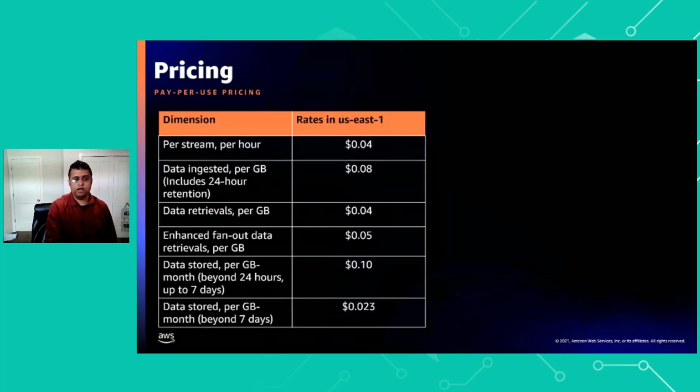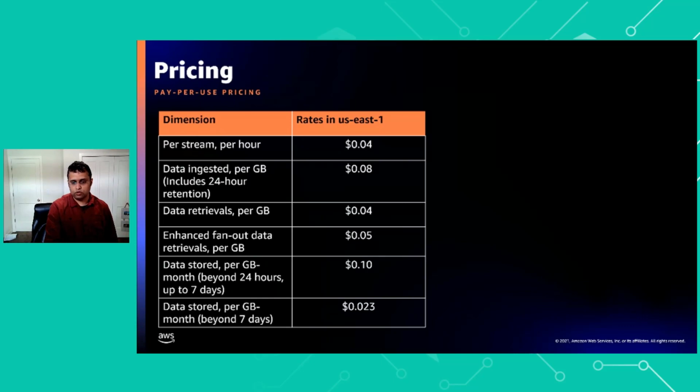You also pay on demand for the amount of storage beyond 24 hours. Now, bear in mind that you can retain data in KDS up to a year. So depending on the duration and the amount of data, you pay 10 cents for the first 7 days, and then beyond 7 days, you pay 2.3 cents. So that gives you the ability to archive data within KDS without really worrying so much about costs. There's also an additional cost for every stream that you create, per hour, billed on a per-minute basis. So it's 4 cents for every stream that you create in your account. All these rates are in US East 1, and for more details, please check out the KDS pricing page.